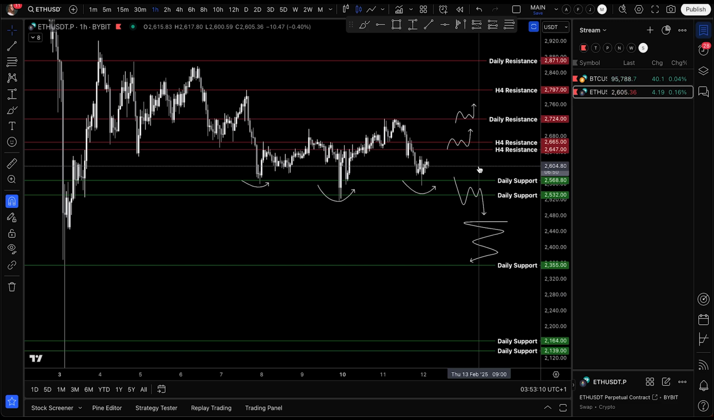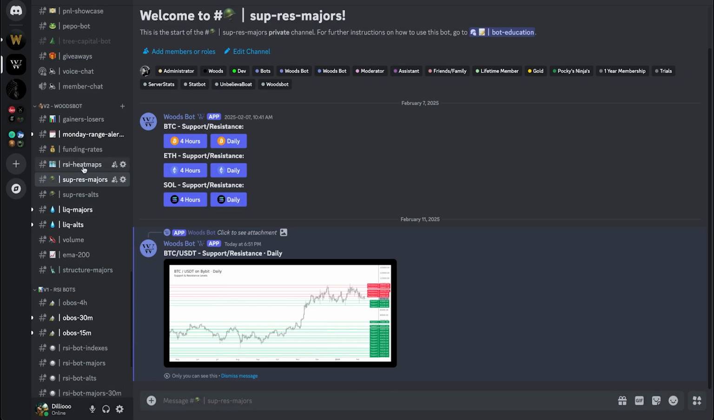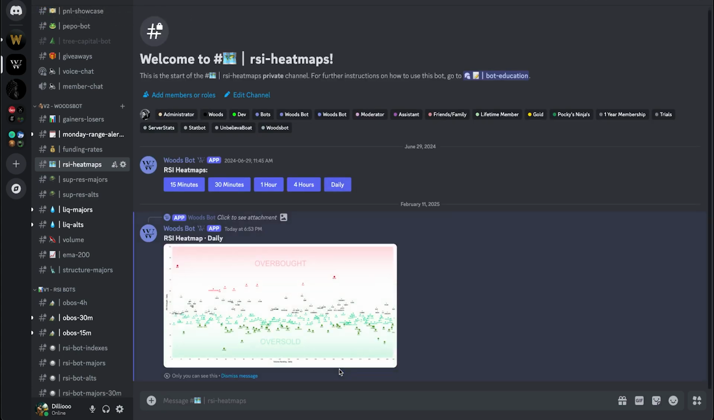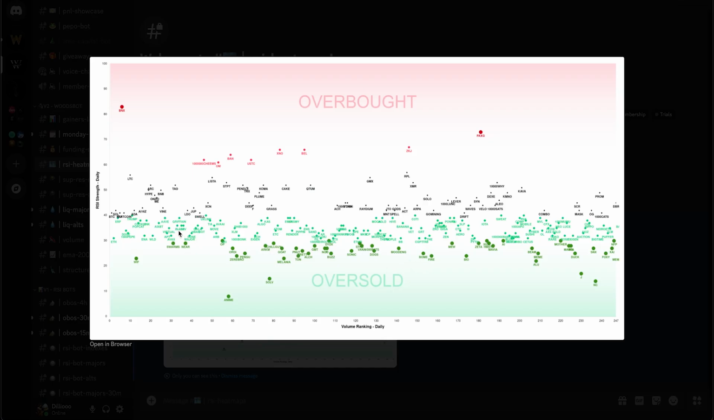Now inside the Discord, we also have some other things that you can look at when you sign on to start your day. One of those is the heat map spot. Click any of these timeframes and it will give you a snapshot of the altcoin market and where they are sitting on their RSIs. So you can see if we go to the daily, a lot of stuff is oversold right now. We've sold off in the market for the last few weeks, to be honest, at this point, and a lot of stuff is sitting oversold.